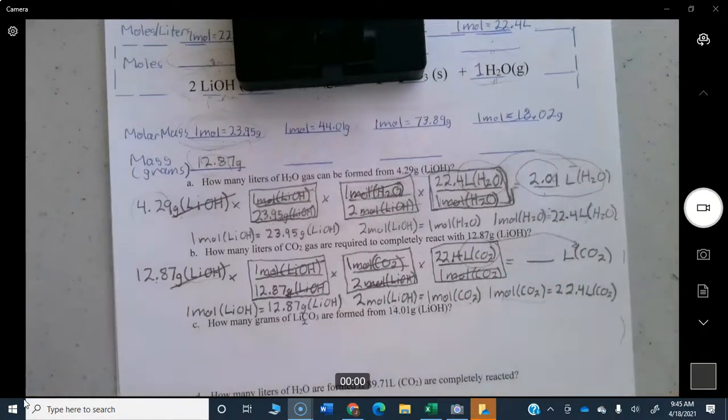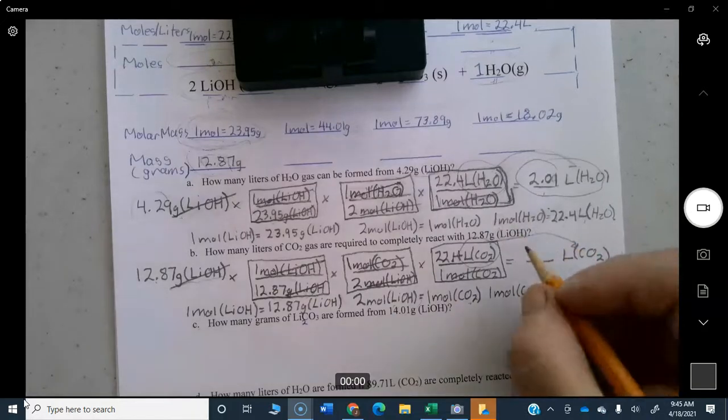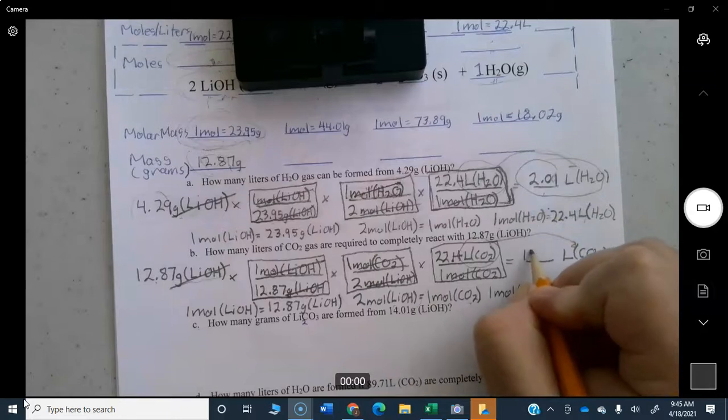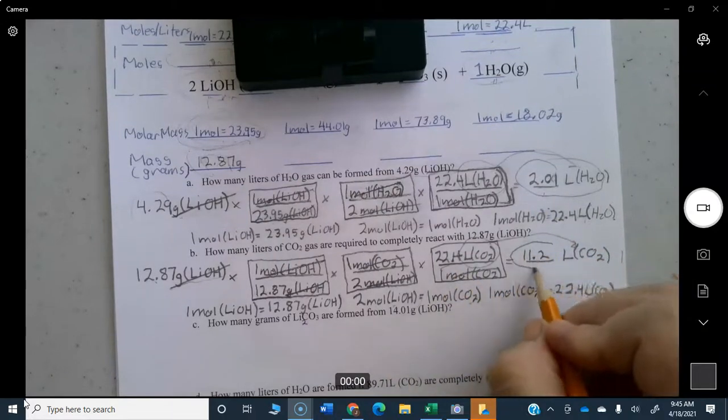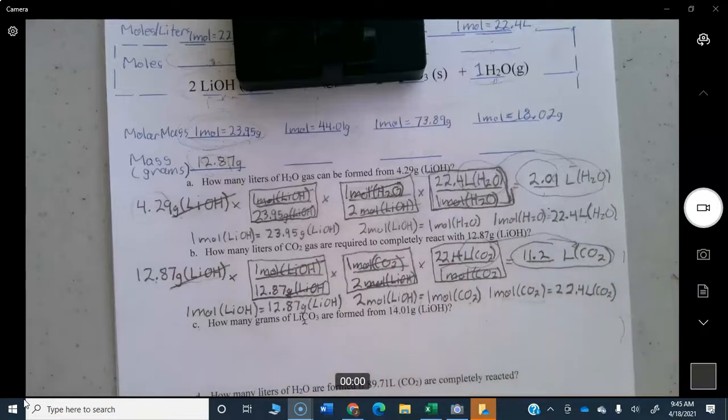So we multiply everything on the top: 12.87 times 1 times 1 times 22.4, divided by everything on the bottom, divided by 12.87, divided by 2, divided by 1, and that gives us 11.2. And we're limited to 3 significant figures, so that's going to be our answer right there.